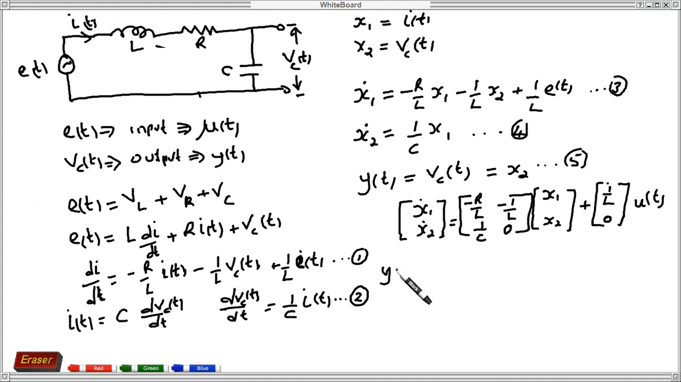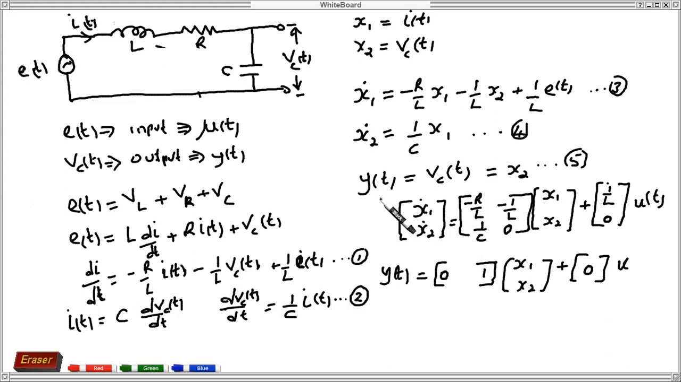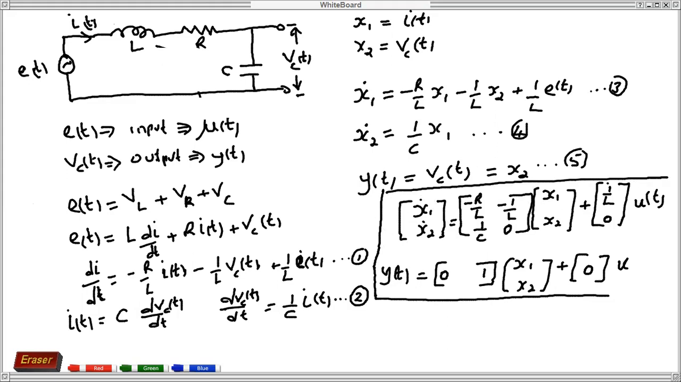Finally, we can write our y(t) in vector notation as a matrix multiplied by the vector x1, x2, and then plus a matrix multiplied by u(t). From equation 5, we notice that y(t) is a function of x2 only, and therefore it will be written as 0 for x1 and 1 for x2. It's not a function of u, and therefore 0 for u. From this, we can obtain the state space representation of the system in terms of the state equation and the output equation, and this becomes the state space model of our given circuit.